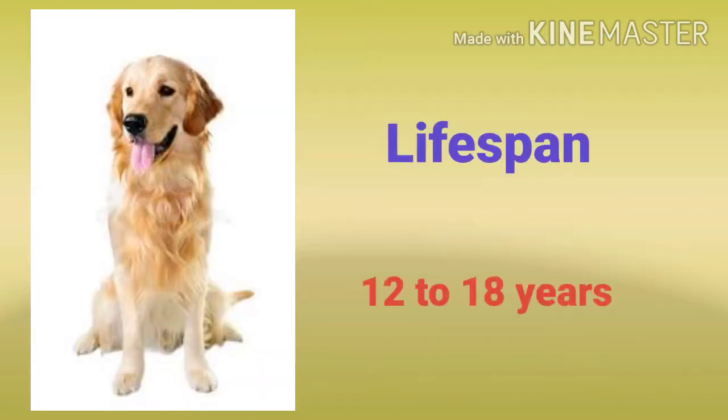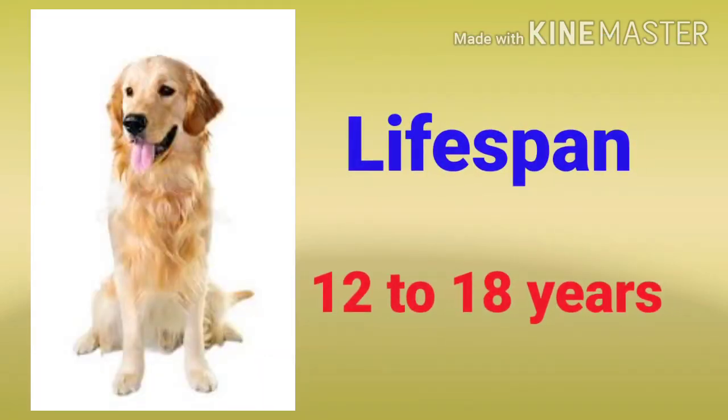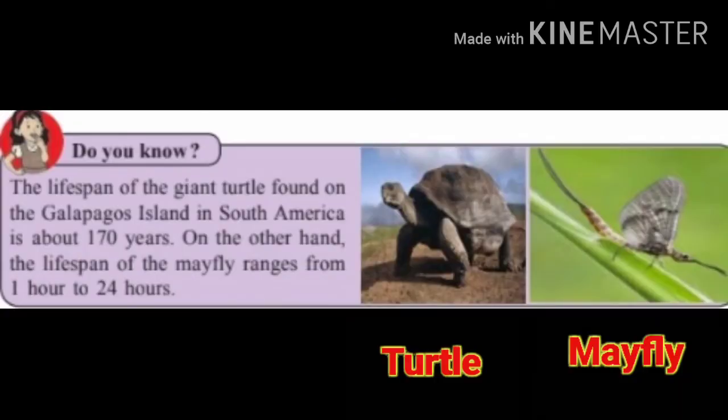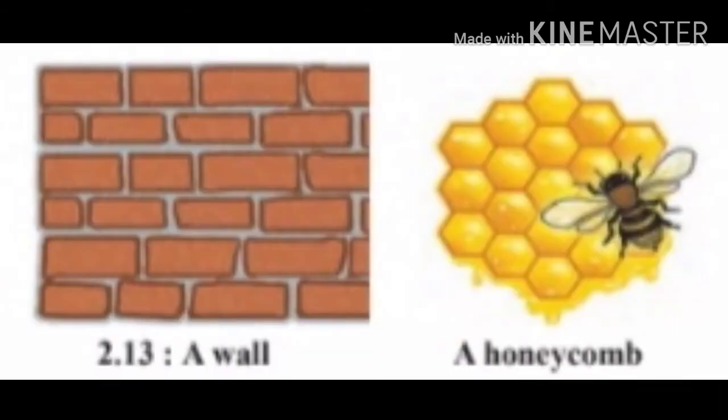For example, the lifespan of the dog is about 12 to 18 years, while the ostrich lives for 50 years. Do you know the lifespan of the giant turtle found on Galapagos Island in South America is about 170 years. On the other hand, the lifespan of the mayfly ranges from 1 hour to 24 hours.